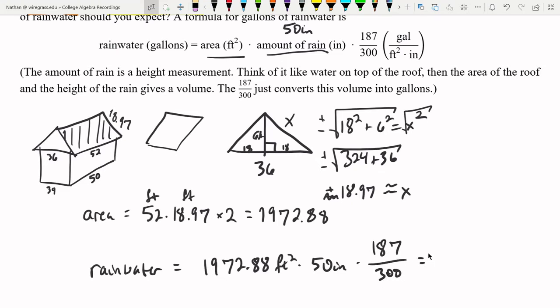And plugging that into a calculator, it's going to give us approximately 61,488 gallons of water. Of course, we've already done some estimations, so you really could say this is just about 60,000 gallons, but that is the process for that one.